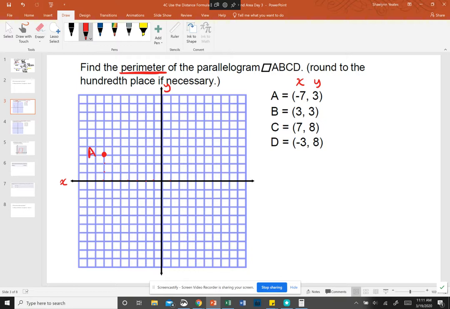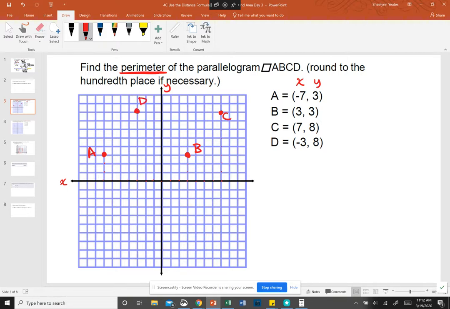And then for B, I'm going to go right 3. So here's A. I'm going to go right 3, 1, 2, 3, up 3, 1, 2, 3. So here's B. And then C is going to be right 7, so 1, 2, 3, 4, 5, 6, 7, up 8, 1, 2, 3, 4, 5, 6, 7, 8. So this is C. And then D is going to be left 3, so 1, 2, 3, and then up 8 as well, 1, 2, 3, 4, 5, 6, 7, 8.